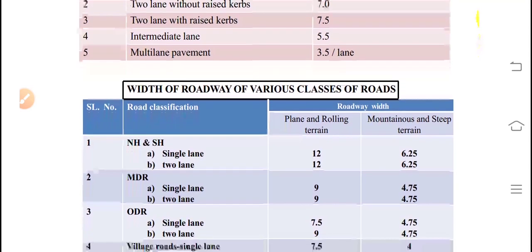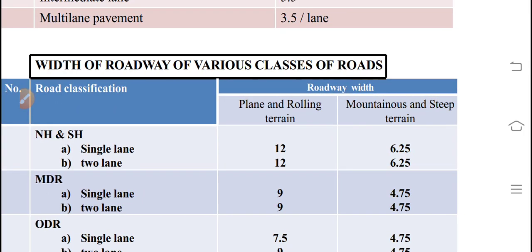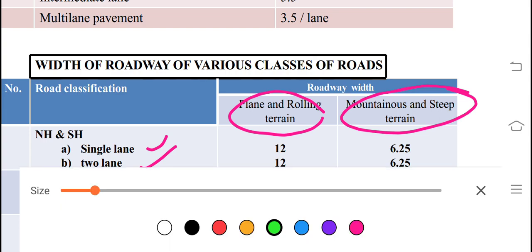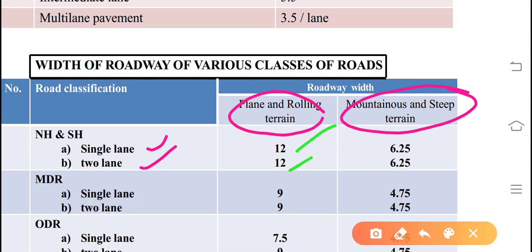Similarly, IRC have specified the width of roadway of various classes of roads. It depends on terrain also. Plain and rolling terrain, one class. Mountainous and steep terrain is the other class. Whereas classification of road is based on national highway and state highway. For single lane and 2 lane, 12 meters each. That's in case of plain and rolling terrain, whereas in case of mountainous and steep terrain for national highway and state highway single lane and 2 lane, it is 6.25 meters.